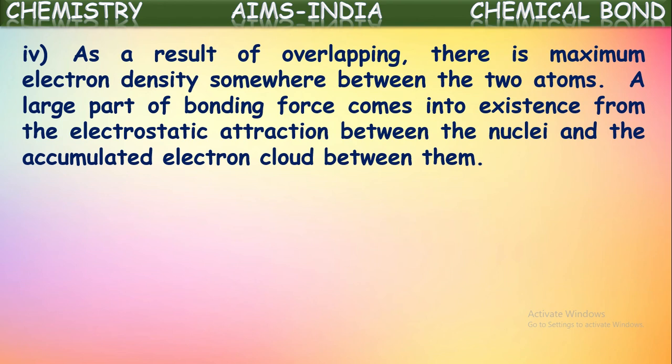As a result of overlapping, there is maximum electron density somewhere between the two atoms. By coming close to each other at a certain distance, the atomic orbitals of the two atoms overlap. A large part of the bonding force comes into existence from the electrostatic attraction between the nuclei and the accumulated electron cloud between them. In that way, the electron cloud will be accumulated between the two atoms and hence the bond is created.